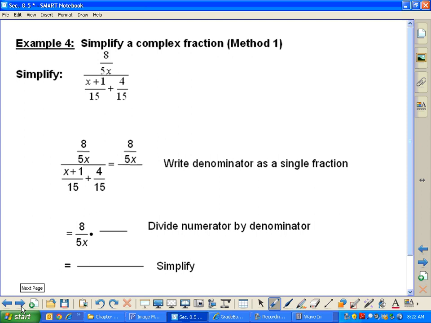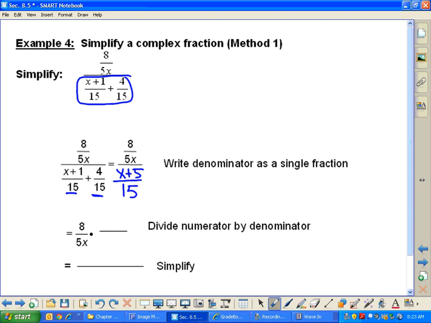Example 4 takes us through method 1, where you basically work out any math problem that appears in the numerator or denominator, and then you divide by multiplying by the reciprocal of the divisor. So, for instance, you're going to see that we're going to go ahead and simplify this denominator first by adding those two fractions together. So here we have x plus 1 over 15 plus 4 over 15. Since these denominators are the same, we can actually just add those numerators together. You get x plus 5 over 15.